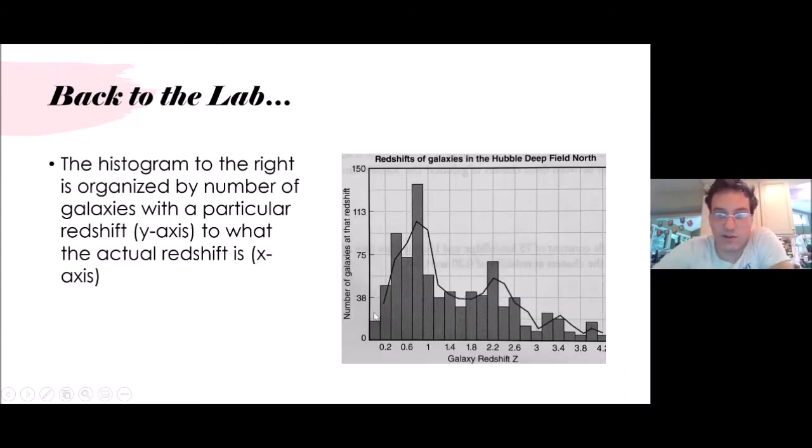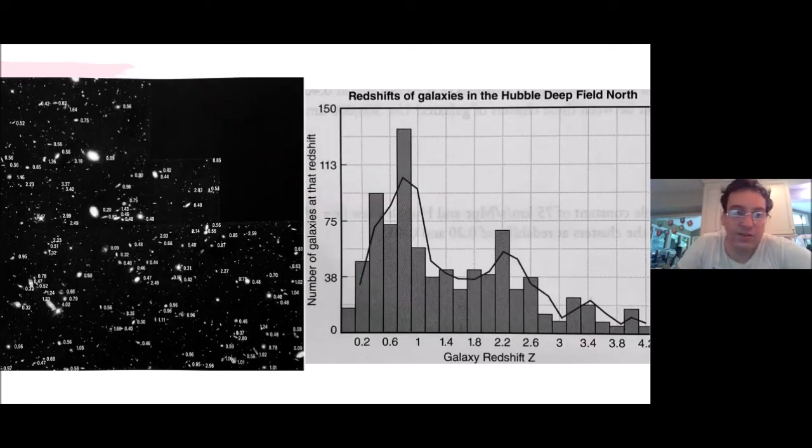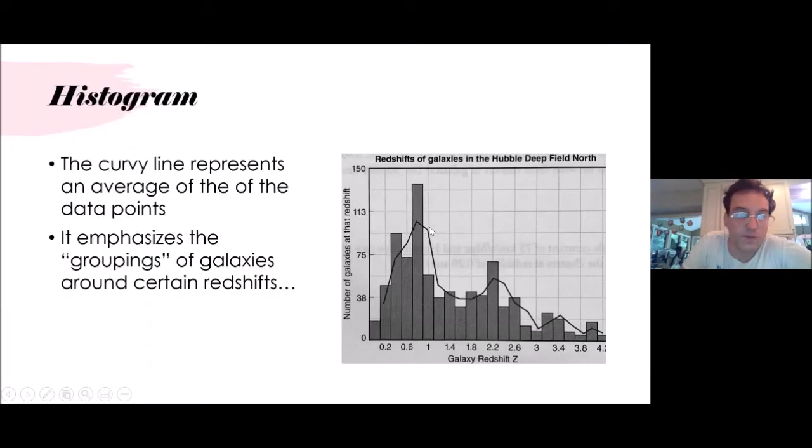So what they did was they went through and counted how many of them are there, and so on and so forth. They broke it up, and there are different methods of doing that so they don't double count. So here's our histogram. These numbers right here were turned into a histogram, and this curve right here, what is that curve? Well, the curvy line represents an average of the data points, and it emphasizes the groupings of galaxies around certain redshifts. So you can see 1, 2, 3 groupings. We got one grouping here, and a third grouping right here.